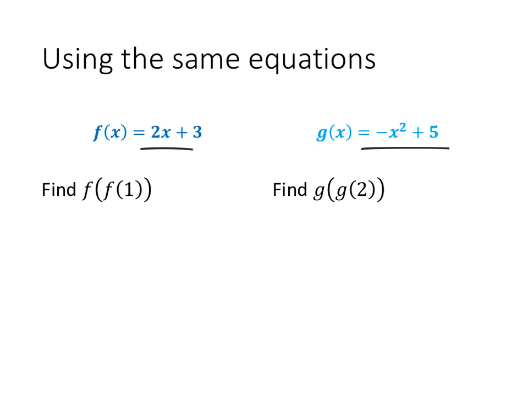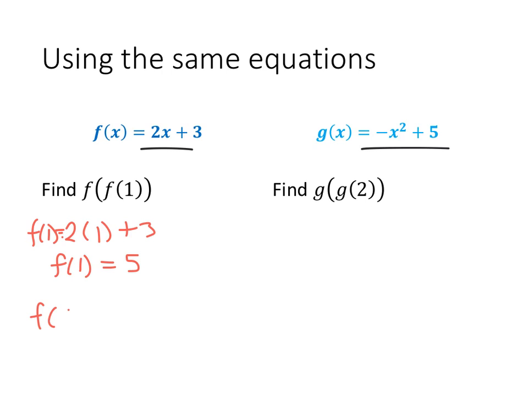Okay, so I'm going to start from the inside out, and we can start with f of x, which is 2x plus 3. So this would be 2 times 1, whoops, that's a 1, not an x, so 2 times 1 plus 3. That's f of 1, and so f of 1 is equal to 5.